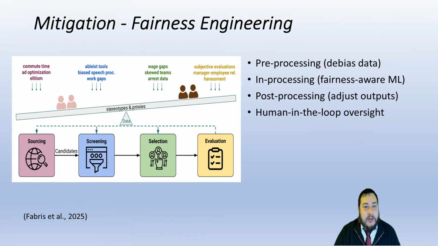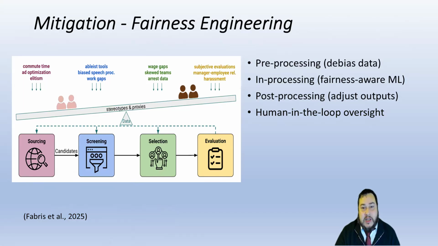Fairness engineering includes pre-processing, which focuses on debiasing the data before training. This might involve rebalancing datasets, removing problem features, or correcting historical disparities. In-processing involves modifying the model itself using fairness-aware machine learning techniques that constrain the model to treat groups more equitably. Post-processing adjusts the model's outputs after training, correcting disparities in rankings or scores.